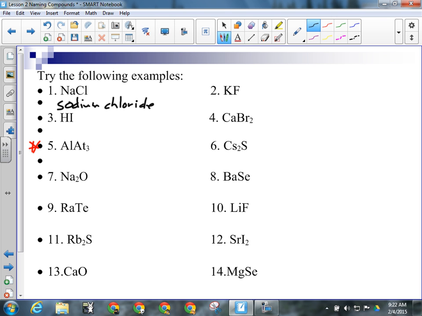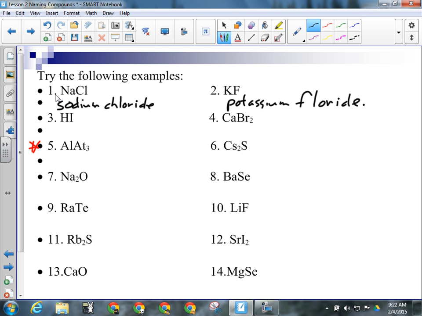Number 2, what's K stand for? Potassium, and F is fluorine. So we got potassium. That doesn't have 2 T's in it. Fluorine can be spelled many ways. I choose to spell it the way that has less letters. I think on your periodic table it has a U in it, but there's more than one way to spell it. So we're looking at potassium fluoride for number 2.